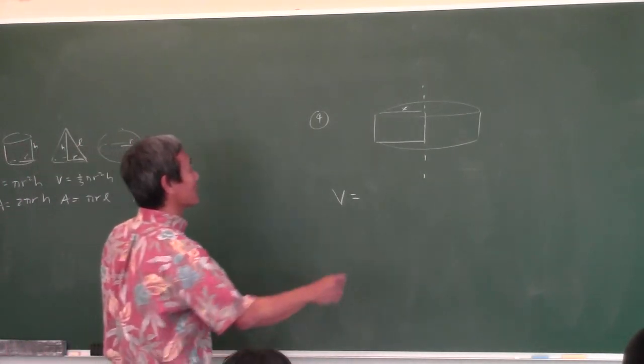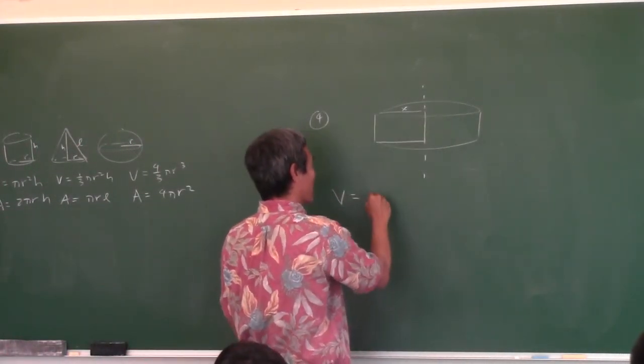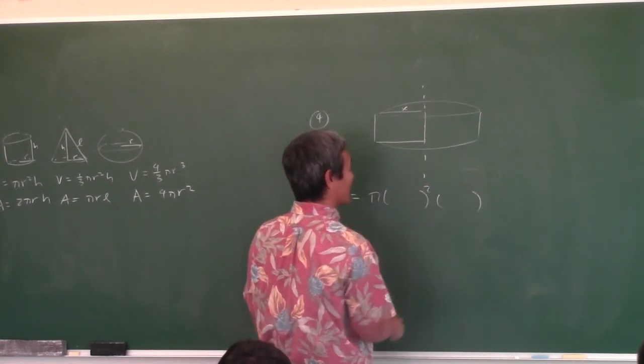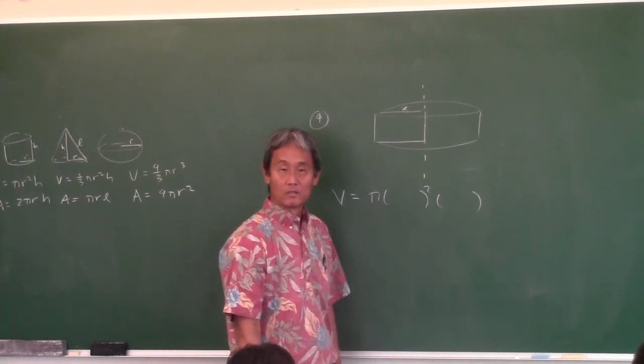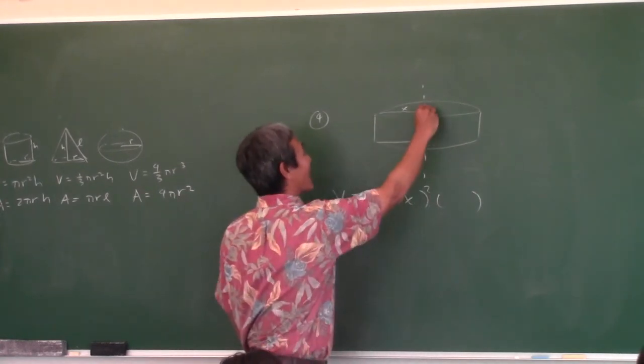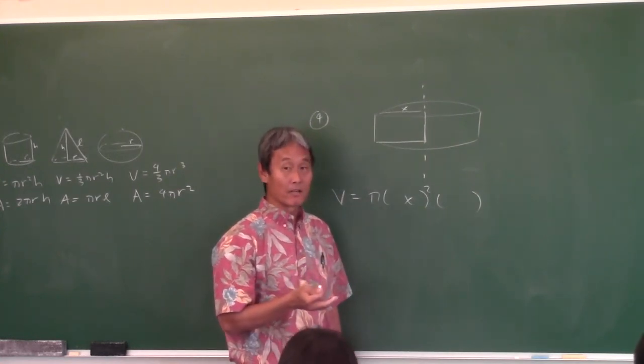Okay, so what is the volume of a cone? I mean, this is not a cone, a cylinder. Pi times the radius squared times the height. Now look at this picture. What is the radius of this cone? X. What is the height? Now, the only other information given is the perimeter of the rectangle.